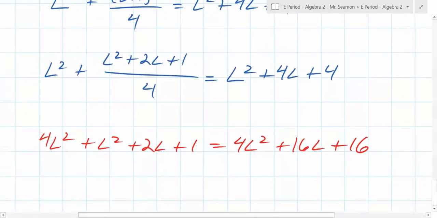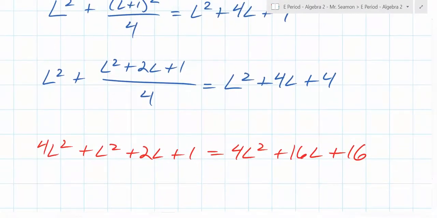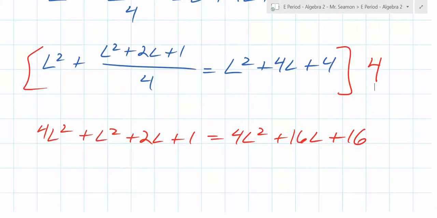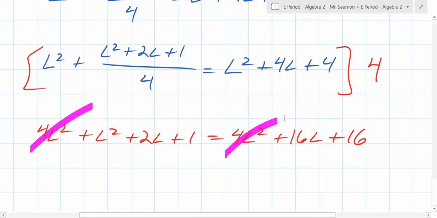Are you multiplying by a 4 over 1? I'm multiplying by 4, which is the same thing as 4 over 1. I'm multiplying everything by 4. Okay, just follow this and see what happens. So, what do we end up with? What cancels on both sides? The 4L squareds cancel. That's kind of nice, right?